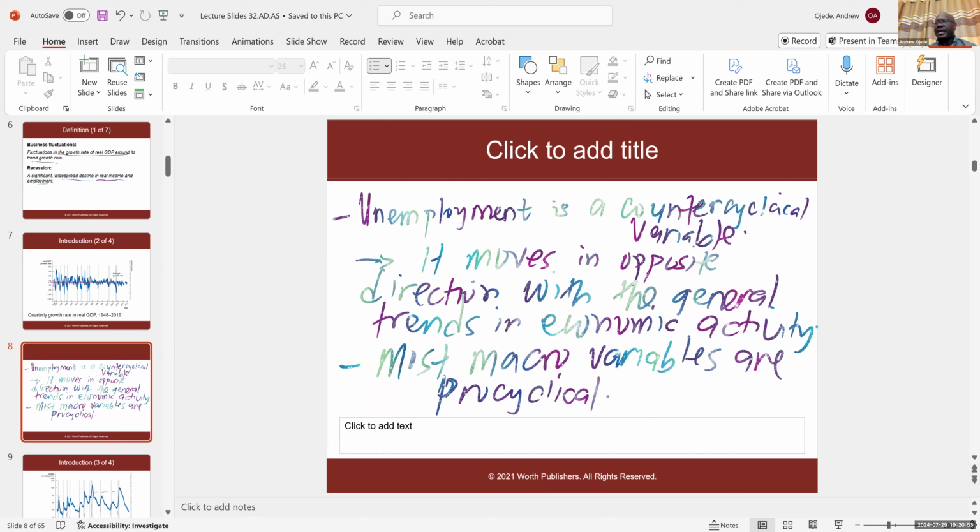So unemployment is perhaps one of those variables that is what? Weird. It moves in the opposite direction with the trend in general economic activity. So that's what we call a counter-cyclical variable. Counter means you're moving in the opposite direction.